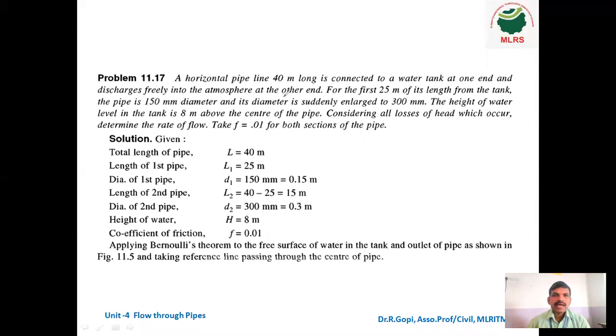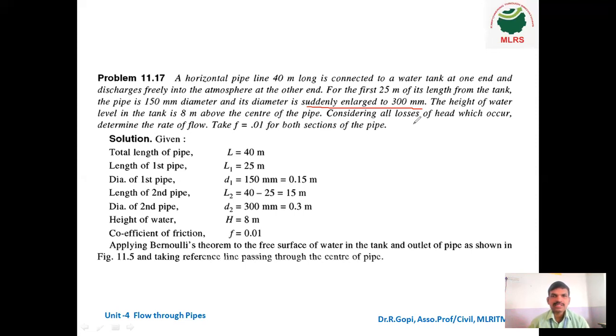So a horizontal pipeline 40 meter long is connected to a water tank at one end and it discharges freely into the atmosphere at the other end. For the first 25 meter of its length from the tank, the pipe is 150 mm diameter and its diameter is suddenly enlarged to 300 mm. So here there are two different diameter pipes. One pipe is 150 mm diameter, another pipe is 300 mm diameter.